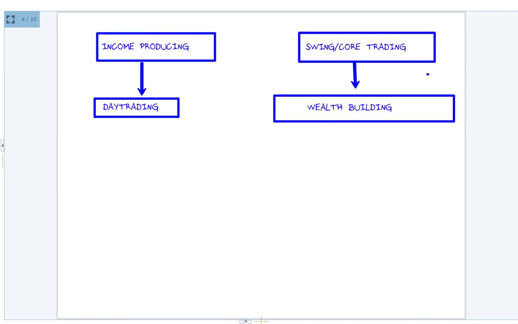That's wealth building. So the goal of income producing and day trading is, what I just said, to live off and pay expenses. With wealth building, your goal is never to do that. Your goal is to build and grow the account. So it's an investment vehicle. So this is investment, and this is trading.